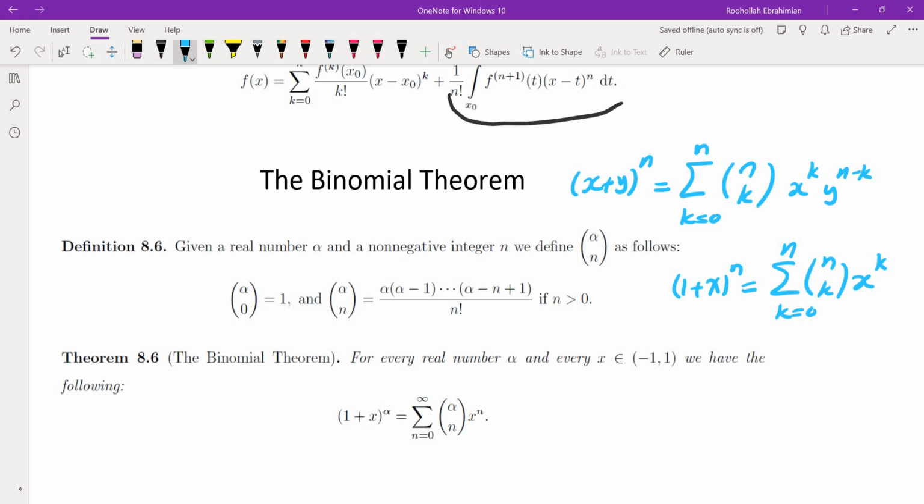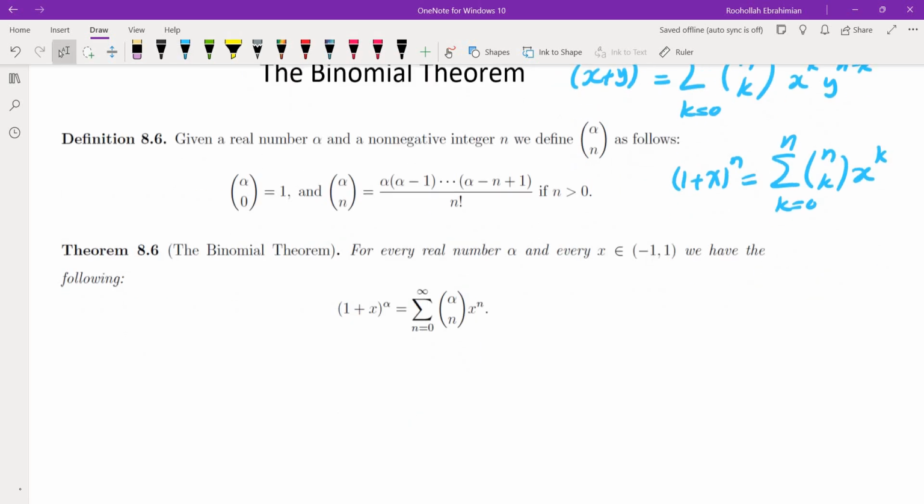Now you might ask if we can extend this binomial theorem to exponents that are not integers. So what if I'm looking at (1 plus x) to the power of root 2, or even just (1 plus x) to the power of negative 3? So exponents that are not necessarily positive integers. Can we have something like that? And the answer is in fact yes.